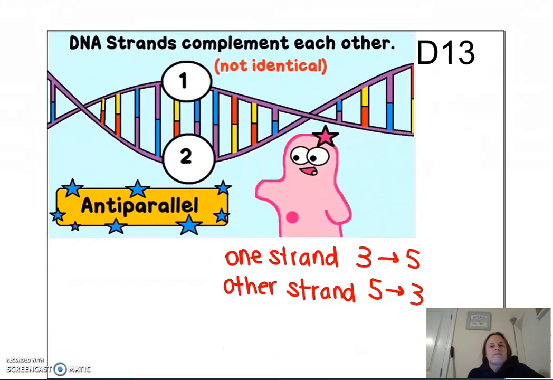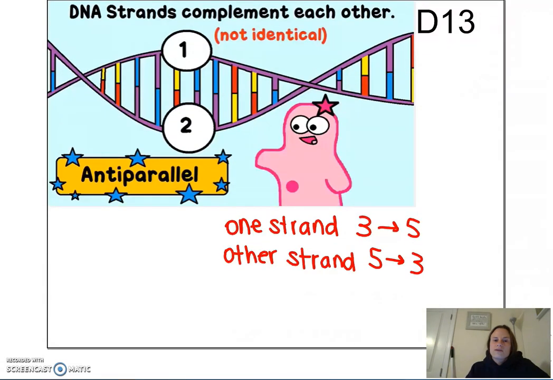This plays a role in the leading strand versus the lagging strand because our DNA strands complement each other, meaning that they're not identical and they are called anti-parallel. So even when our DNA is unwound and our strands are parallel to each other, one strand is in the 3' to 5' direction and the other strand is in the 5' to 3' direction. This is important, again, because of the way DNA polymerase works. Remember, it only reads in the 3' to 5' direction.